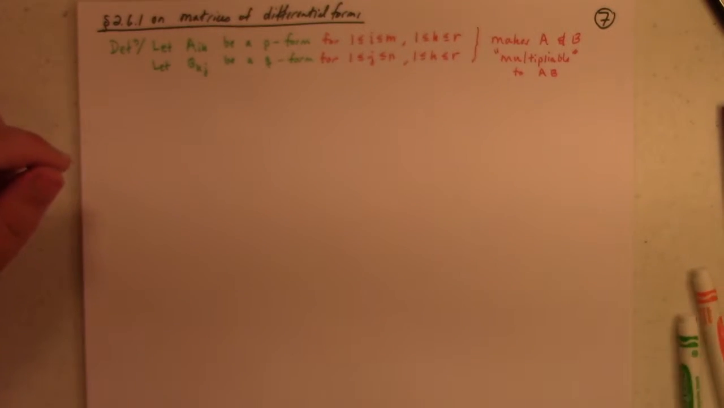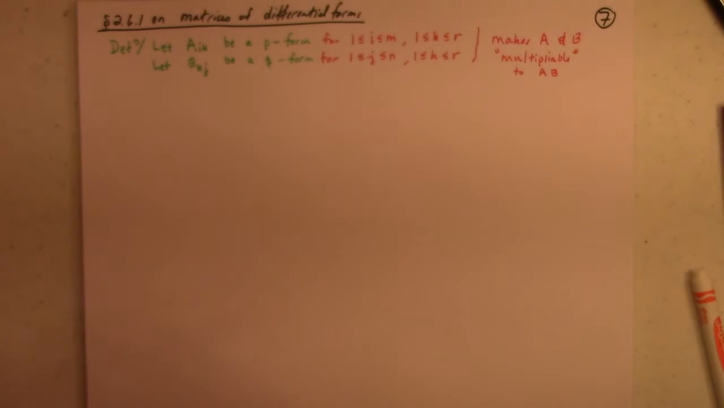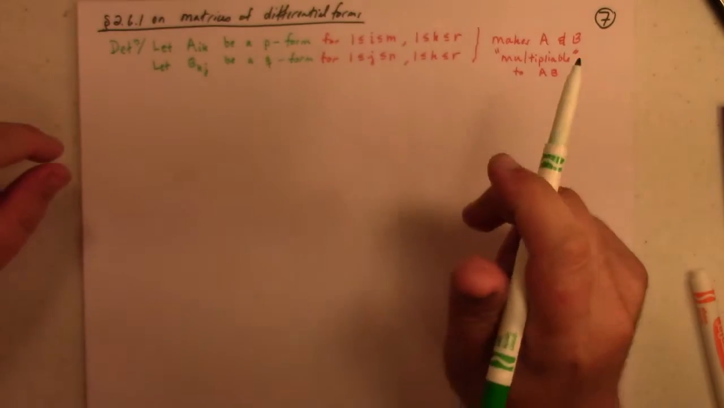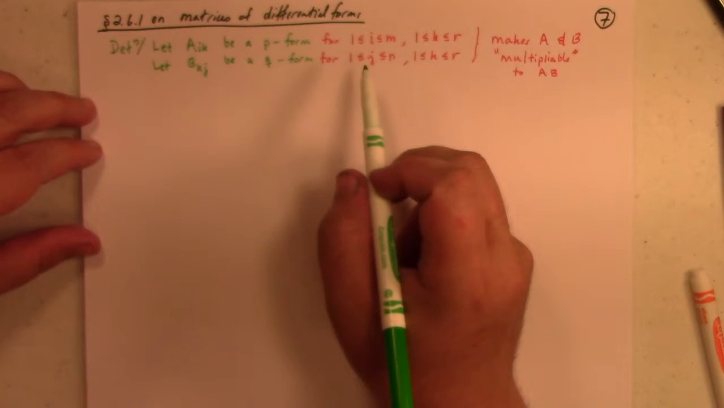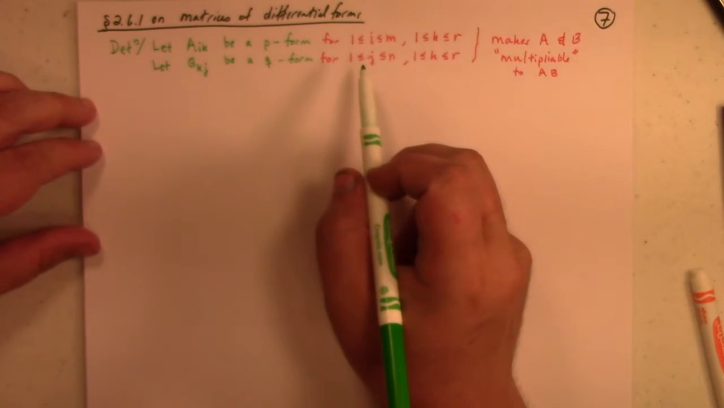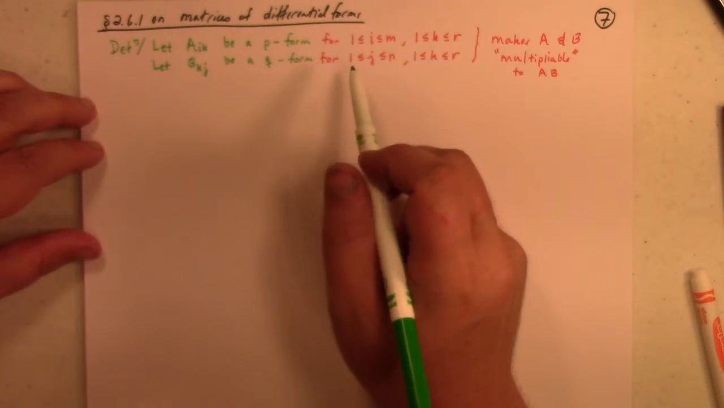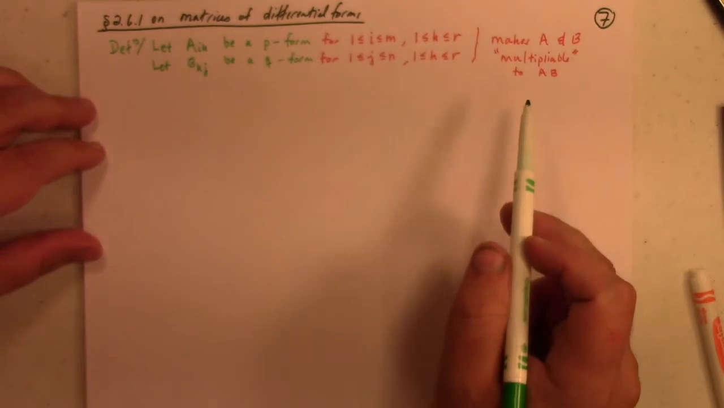Alright, so we begin part 3 of lecture 7. So we want to define how to work with the algebra, if you will, of matrices of differential forms.